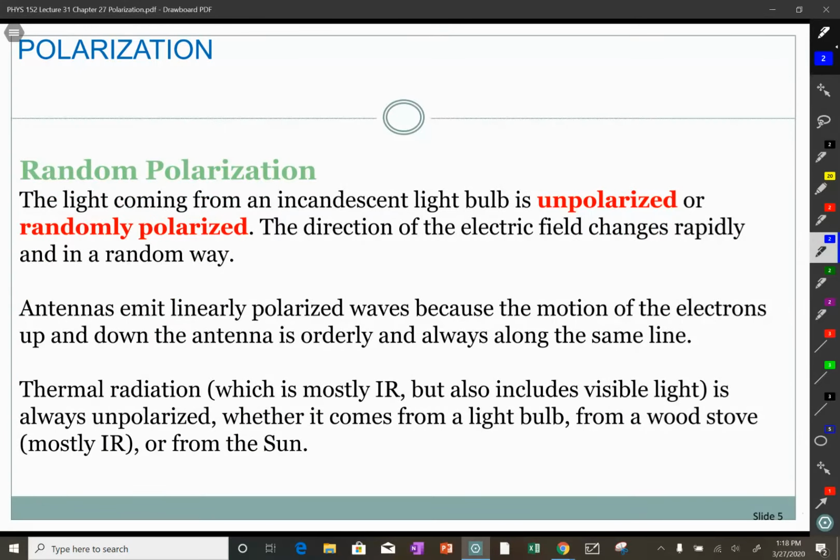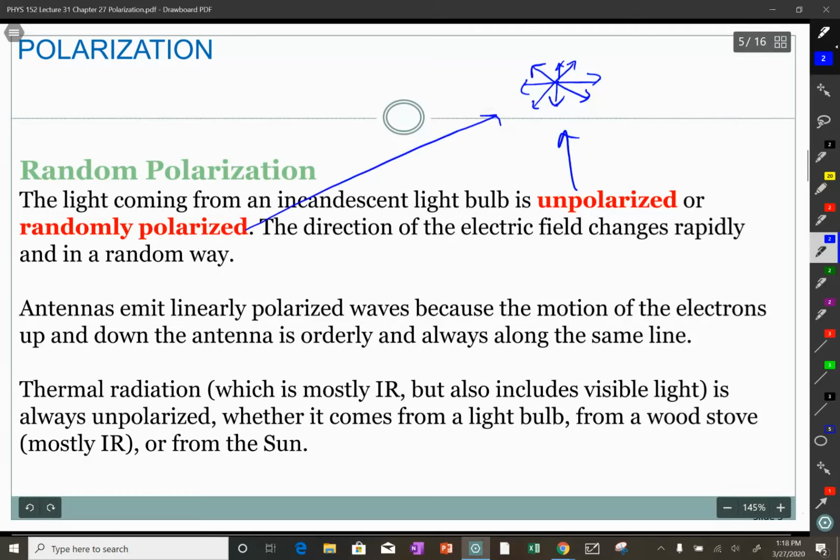If you have a random light source like a light bulb, the light bulb is unpolarized or randomly polarized. That means that if you are looking directly at the light bulb, you're going to have electric field oscillations that are oriented in all directions perpendicular to the velocity. So that's what unpolarized or randomly polarized light is going to look like, where these arrows are indicating the directions of displacement of the electric field. So that's randomly polarized.